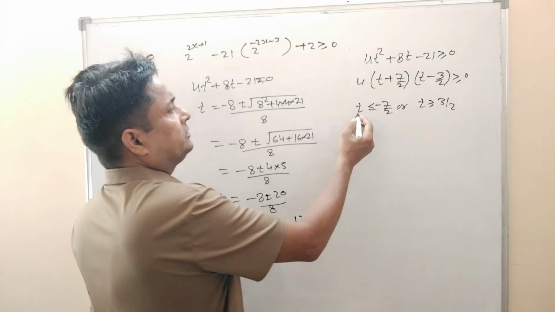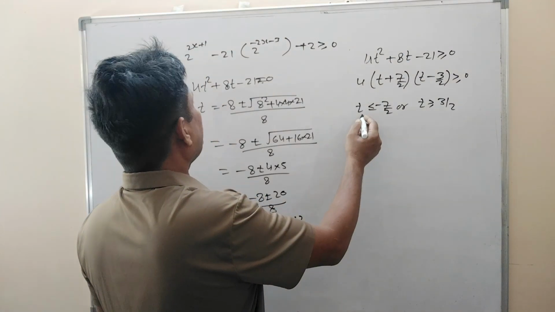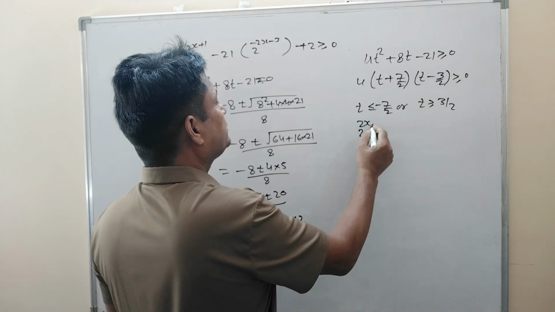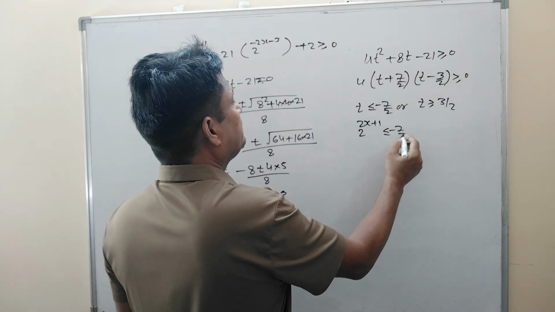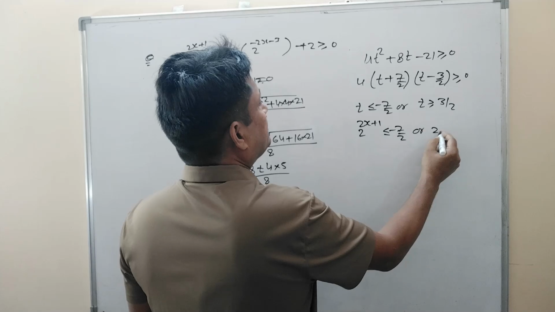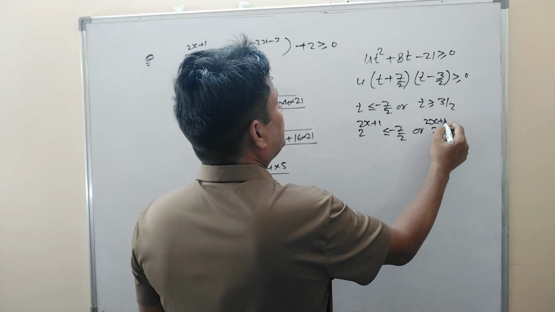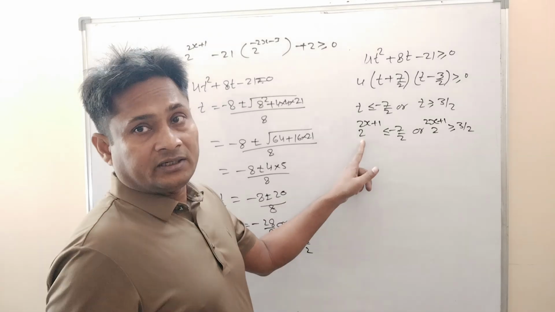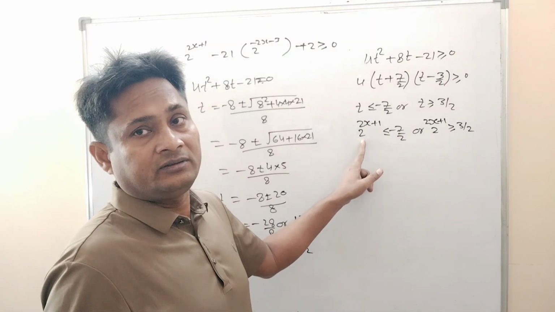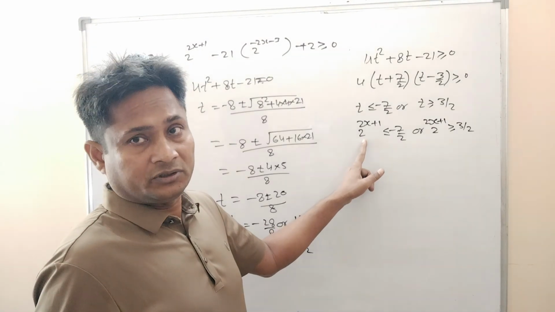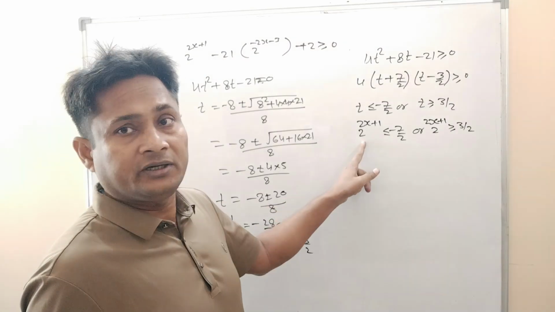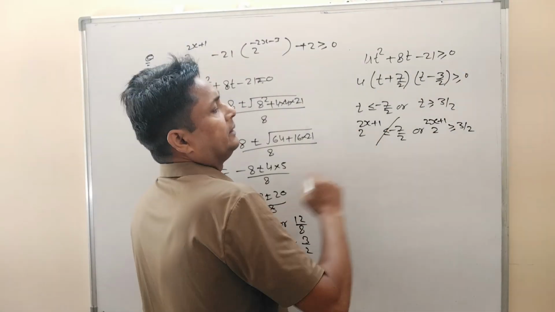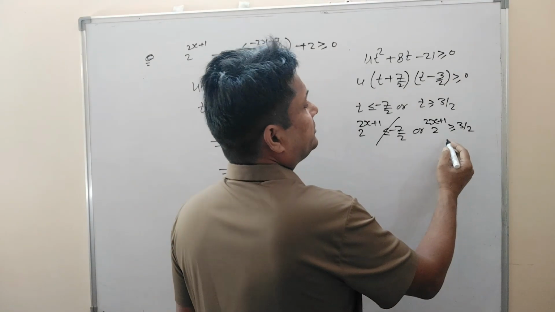t is 2 to the power 2x plus 1 less than or equal to minus 7 by 2, or 2 to the power 2x plus 1 greater than or equal to 3 by 2. Here the left hand side is always a positive value. So this can never be negative. So this is rejected. Now find the answer from this one.